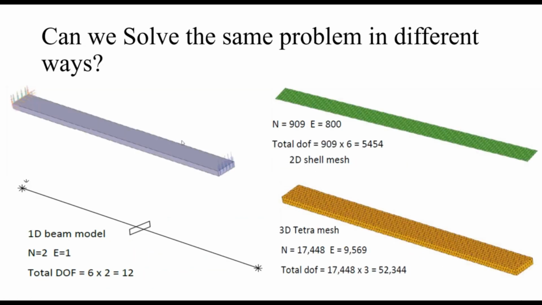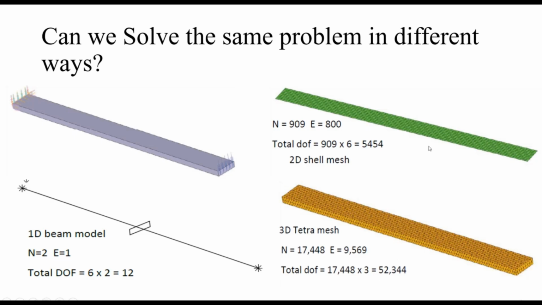Yes, we can solve the same problem in different ways. Here for example, we have taken a fixed beam which we have solved in the 1D form as well as in the 2D form as well as in the 3D form. Coming to the 3D form, the number of equations to be solved was 52,344. Then coming to the 2D, the total equations to be solved are 54. So the number of equations to be solved here is much less when compared to the 3D case for the same problem.